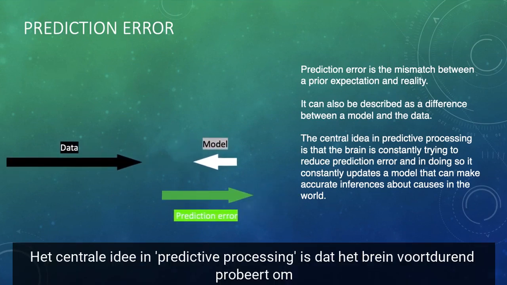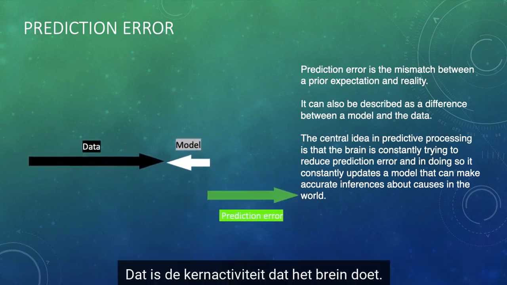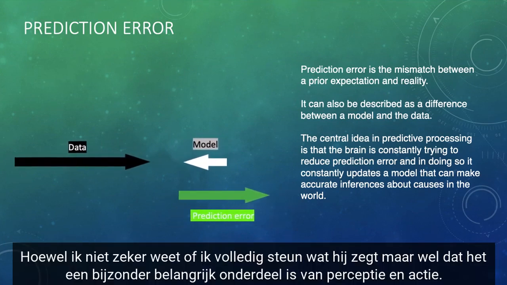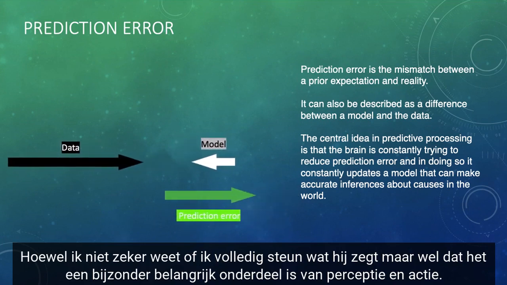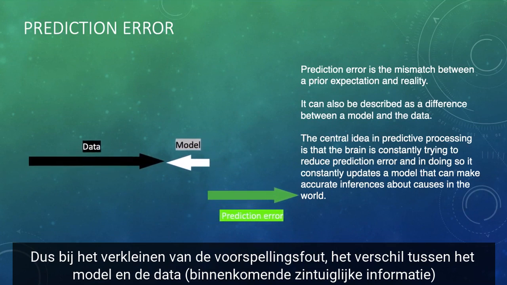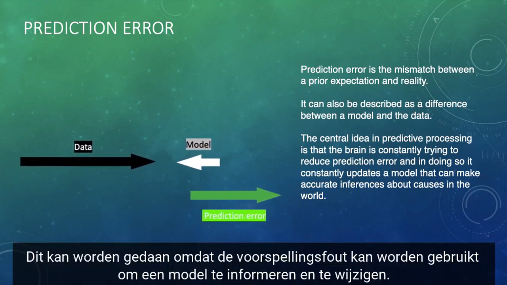The central idea in predictive processing is that the brain is constantly trying to reduce prediction error. That is the key thing that the brain does. Jakob Hohwy goes as far as to say that it's almost the only thing that the brain does, although I'm not sure I completely support that, but it's a very important part of perception and action. So in reducing the prediction error, by reducing the difference between the model and the data, you can make better, more accurate inferences about the causes in the world.